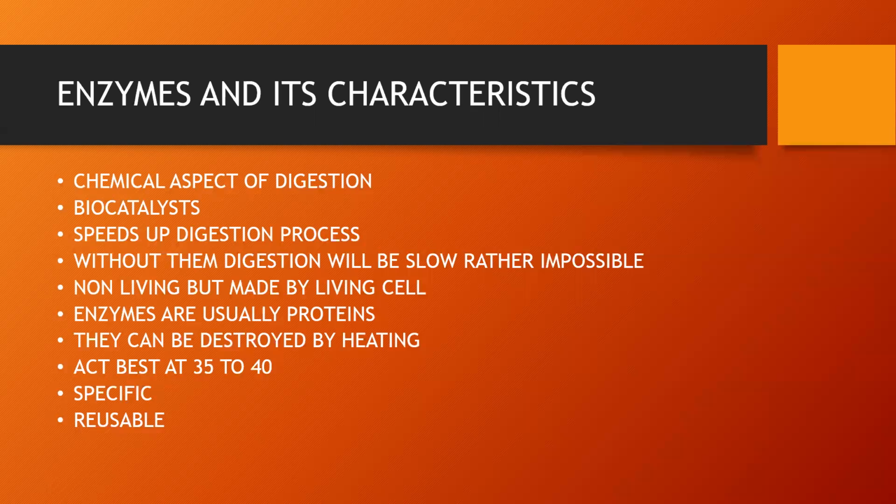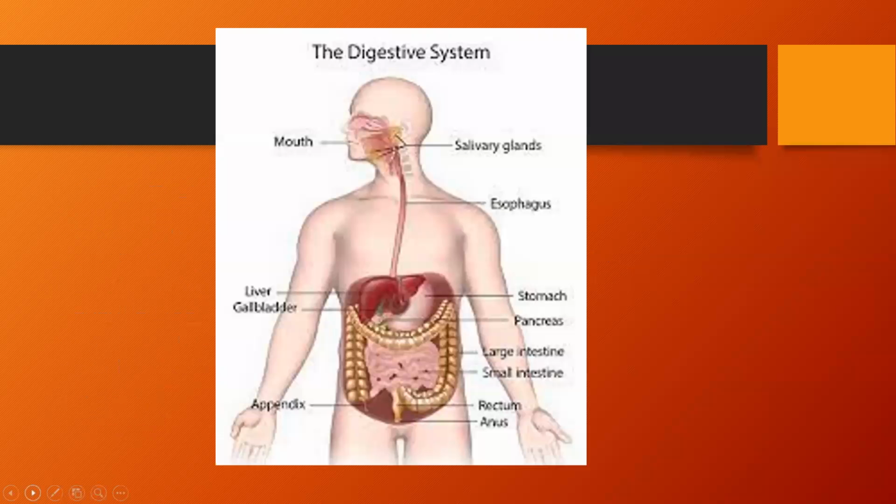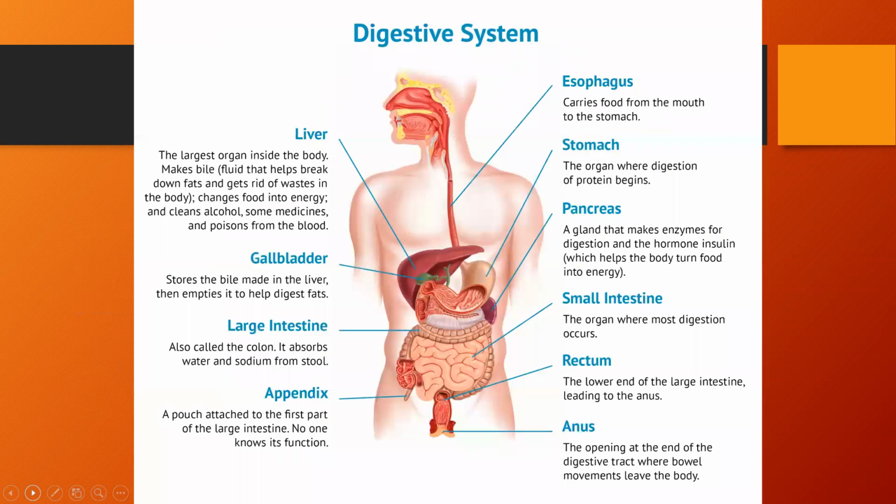Okay. Next is your digestive system. It's just normal. The diagram of a digestive system, that is your mouth, salivary gland, esophagus, stomach, gallbladder, everything I have told. Just check it out. Any doubt, you can comment me. This is all about the process of digestion.